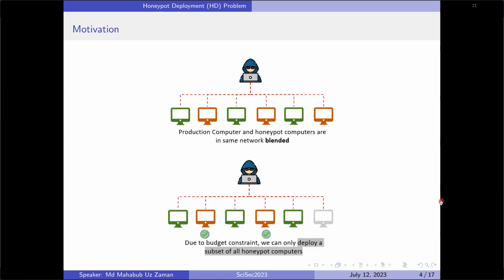But there is a problem: due to budget constraints, we can only deploy a subset of all honeypot computers. For example, here, if we assume that the orange one is the honeypot computer, then we see the second one and the fourth one are deployed, but the last one is not deployed. So we call it a dummy computer.